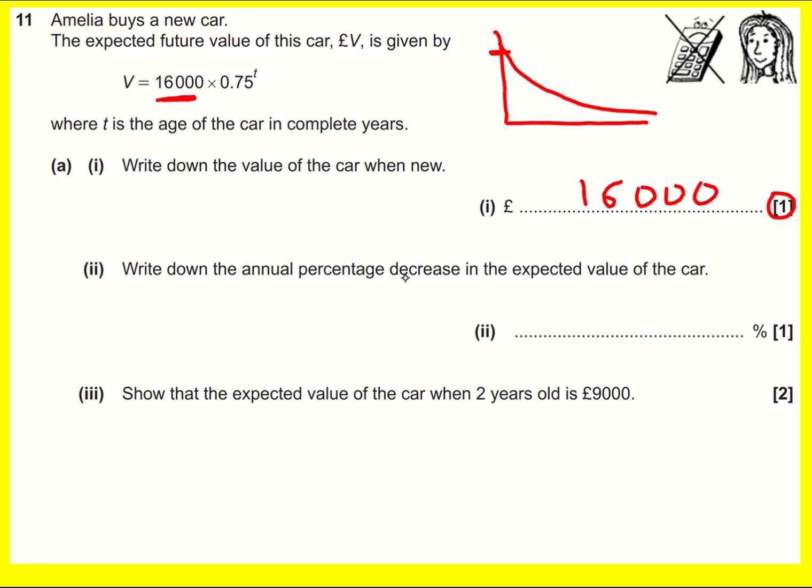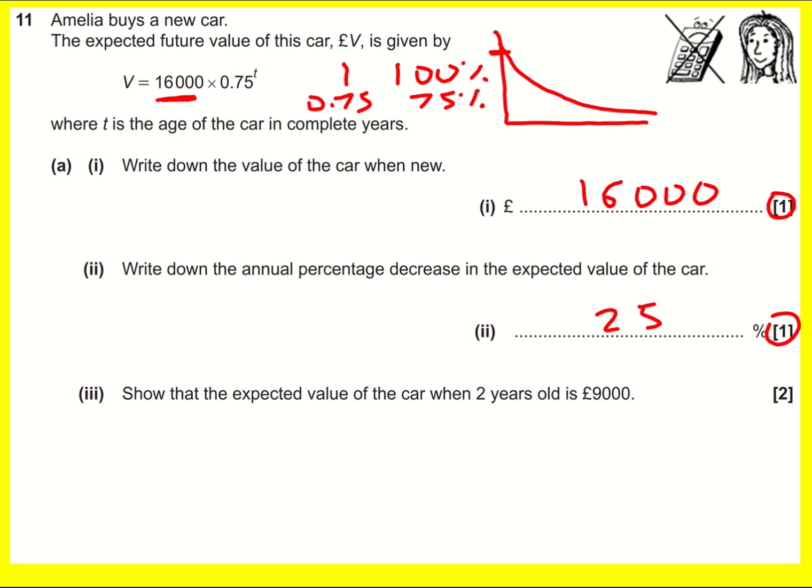Write down the annual percentage decrease in the expected value of the car. Well, 1 is 100% and 0.75 is a multiplier, and that means it's 75%. So every time t increases by 1, we are finding 75% of the value. What does that mean? That means it's a 25% decrease. It's 100 minus 75.